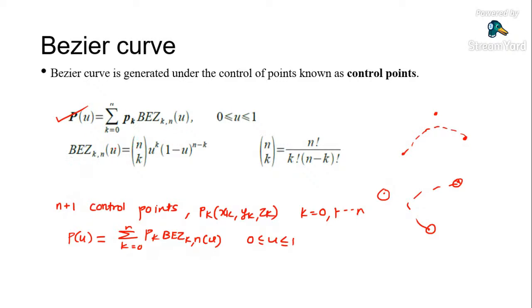Now what is this Bezier of k n of u? Bezier of k n of u is equal to c n k, the combination, c n k u raised to k, 1 minus u raised to n minus k, where c of n k is equal to n factorial divided by k factorial n minus k factorial.